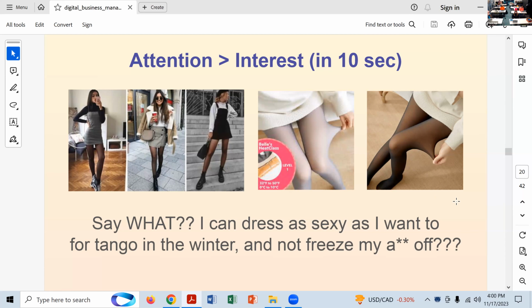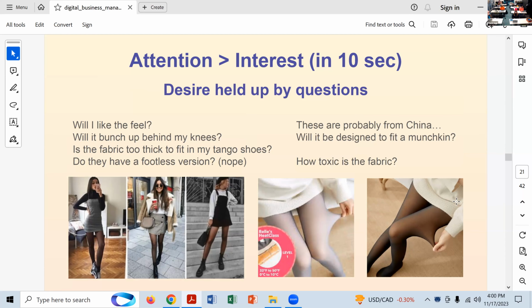And the other thing about it is it's opaque, so you don't have to worry about how high up your whatever goes. But anyway, the desire part got held up by questions. And that's where thinking about frequently asked questions and objections and making sure you've got information in your copy that helps answer questions helps move it further down the line. So I was like, well, will I like the feel? They say it's cotton, but I don't believe them. There's a fleece inside the translucent hose. Plus she's pulling on it and it's not getting runs.